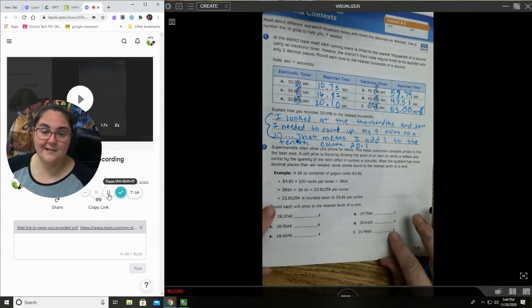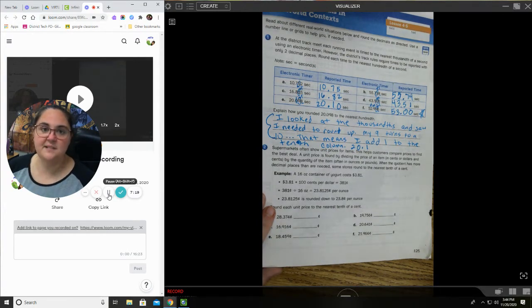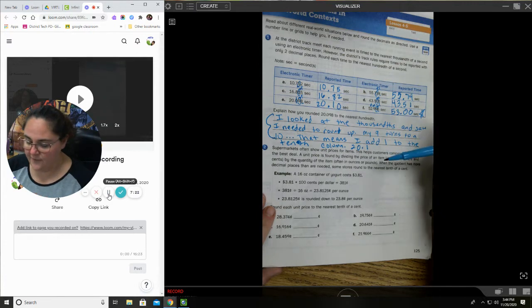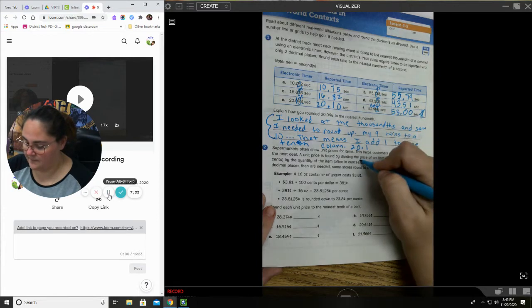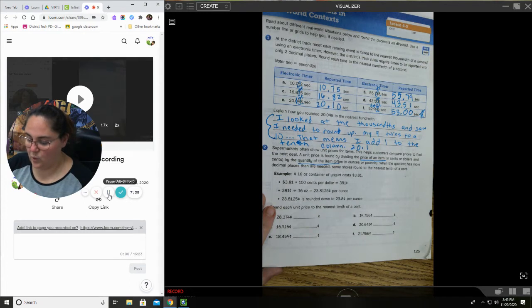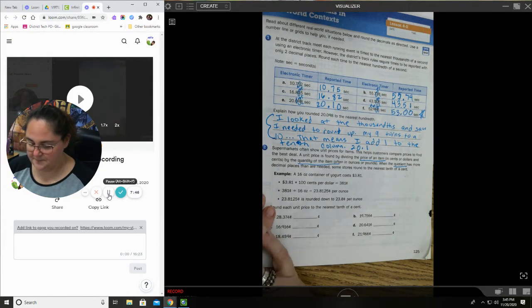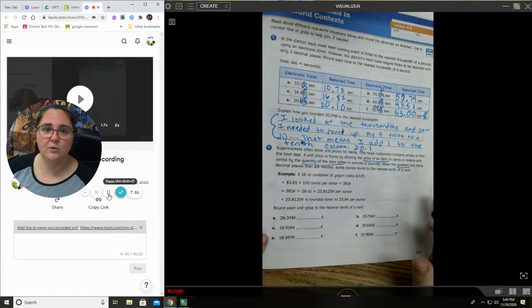That's something that you work a lot on in 6th grade, but you're going to start with the basics of that right now. If a supermarket shows the unit prices of items, it helps customers compare prices to find the best deal. A unit price can be found by dividing the price of an item in cents or dollars by the quantity of the item. When the quotient has more decimal places than are needed, some stores round to the nearest tenth of a cent. So after you divide, you might end up with an answer like 3.62918.